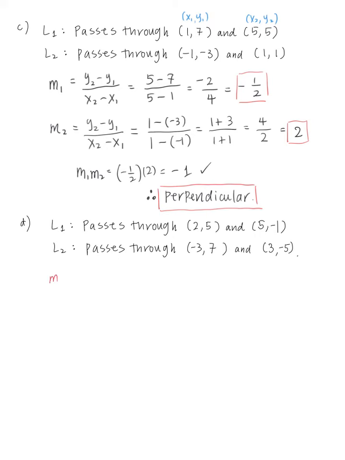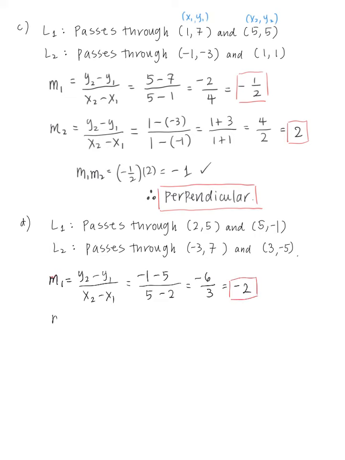So first slope is going to be y2 minus y1 over x2 minus x1. Right, so that's going to be negative 1 minus 5 over 5 minus 2. So this is negative 6 over 3. So this is negative 2. So that's the slope of the first line.